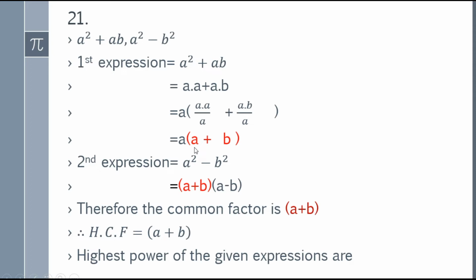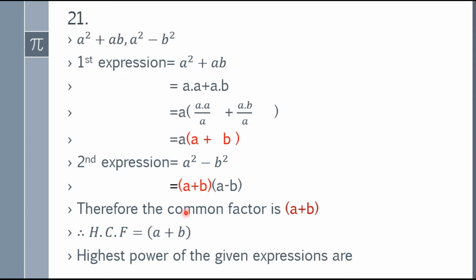You have to see first the commons and what are not common in all of them. So here common is a plus b. The highest power of a plus b is 1. I have not written it here. This one is also a plus b. So 1 a plus b, 1 a plus b. We will have to take only 1 a plus b.